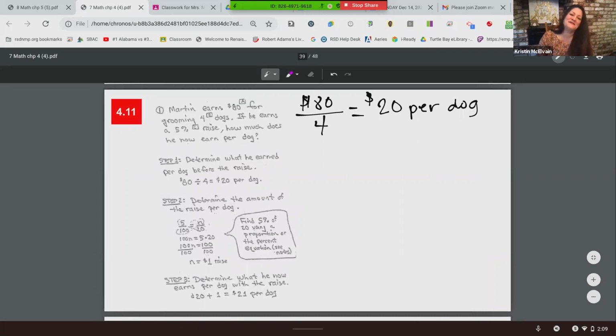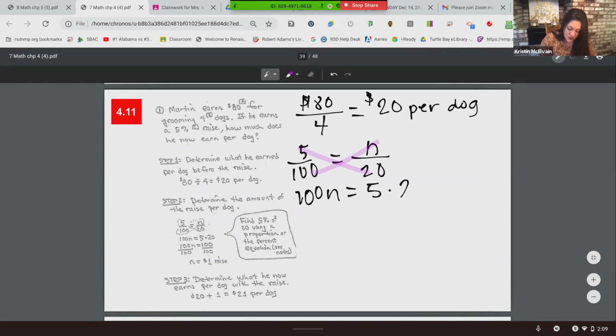All right, step 2 says, determine the amount of raise per dog. Okay, so he got a 5% raise. So when we do percent, 5% is 5 out of 100. So how much is that out of 20? Cross multiply, 100n equals 5 times 20. Look at that. 100n equals 100. Divide both sides by 100. N equals, watch out, Martin, $1 per dog raise.